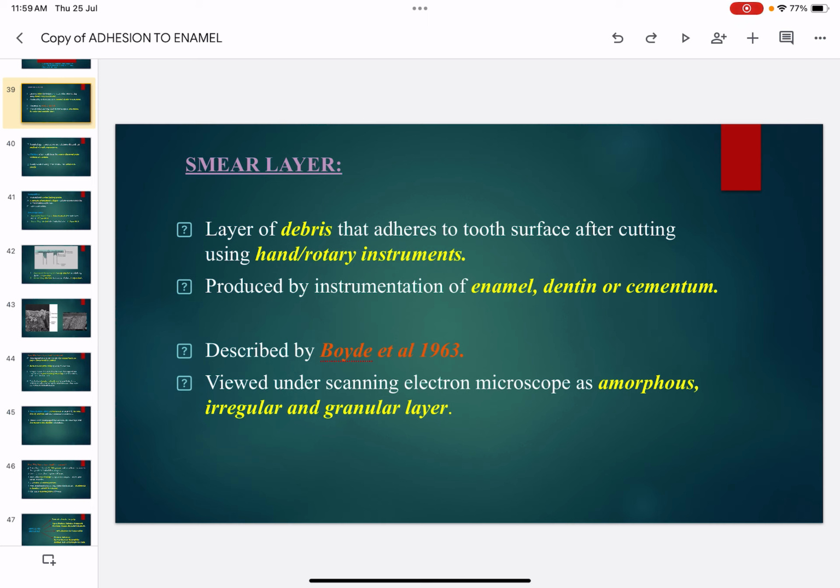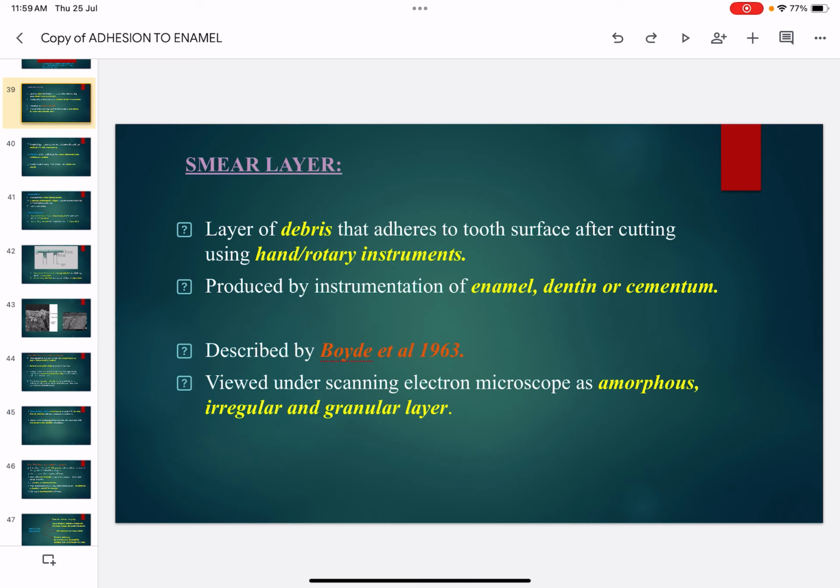So, after preparation of the tooth, when you view the tooth under a microscope, you can actually appreciate a thick layer of debris that is attached over the tooth surface. And this is basically produced by instrumentation of enamel, dentine, or the cementum. And smear layer was first described by an author called Boyd in 1963.